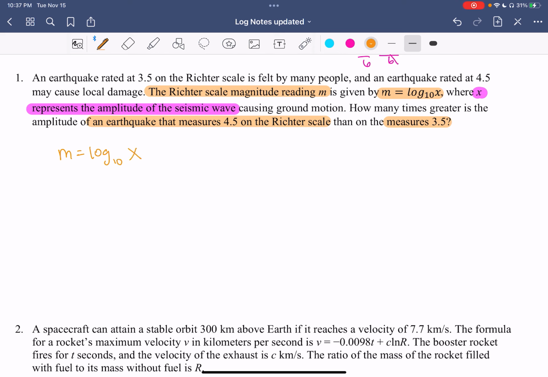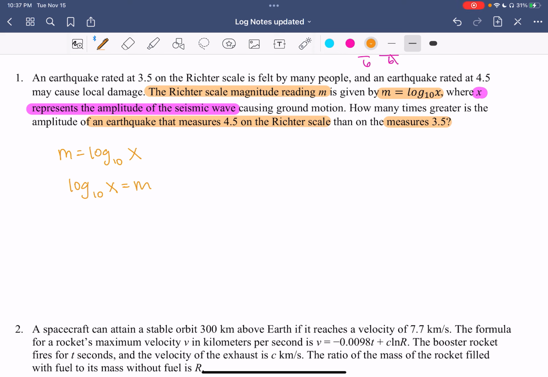Now, we're used to having the number on the right-hand side, so I can just rewrite this so that the M is on the right. It's the same thing, just easier for us. And X is what we're going to be solving for.